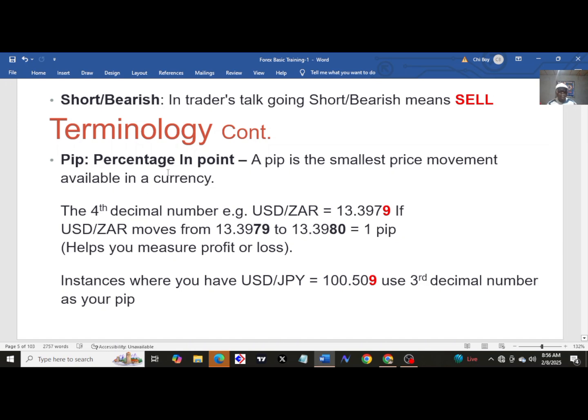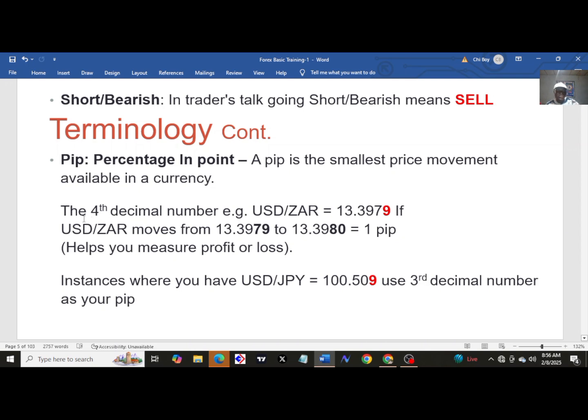PIP, or percentage in points. That is the meaning of PIP, guys. Percentage in points. A PIP is the smallest price movement available in the currency. The smallest price movement. I want to show us an example. Okay, let's go through this first before I open the live chart and show us an example.